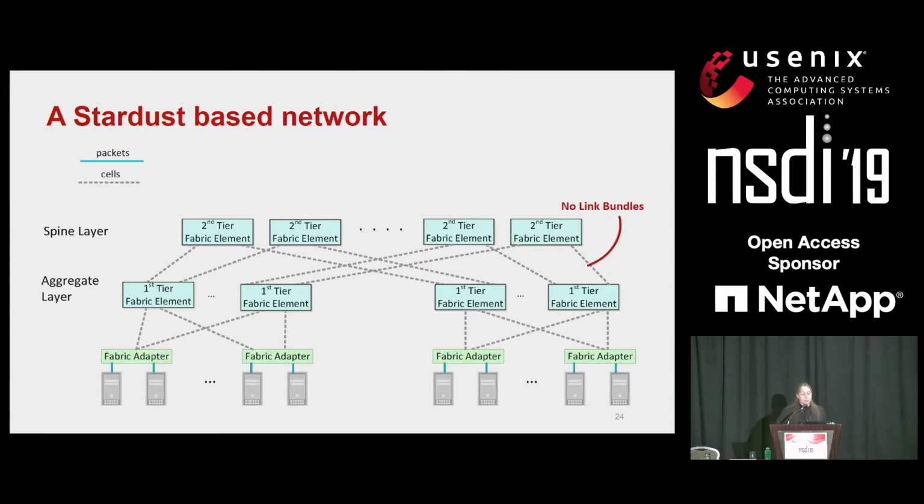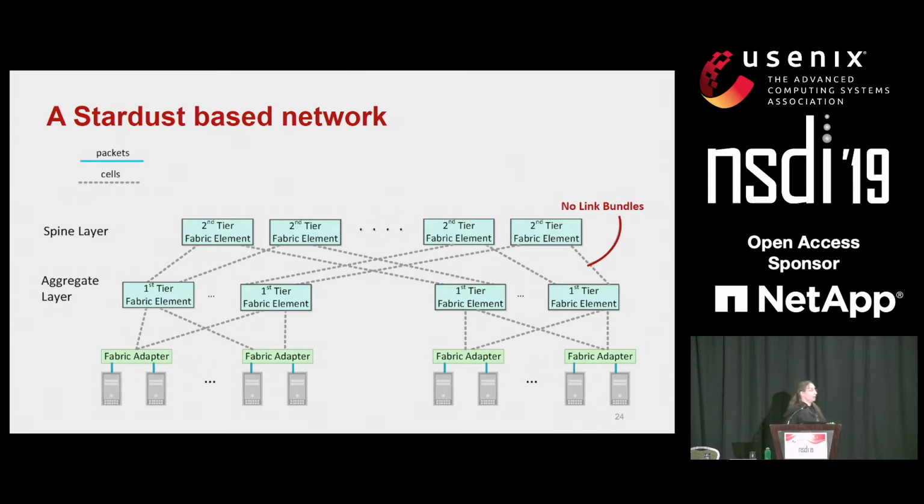And in a Stardust-based network, we are looking at a network that looks a lot like a fat tree. It's basically Clos-based. And we start with packets coming out from the host to the fabric adapter. We're using here standard packets, all the standard protocols, ports that you know, up to the ToR. In the ToR, the packets are chopped into cells.